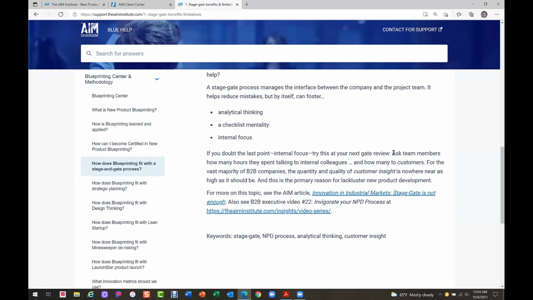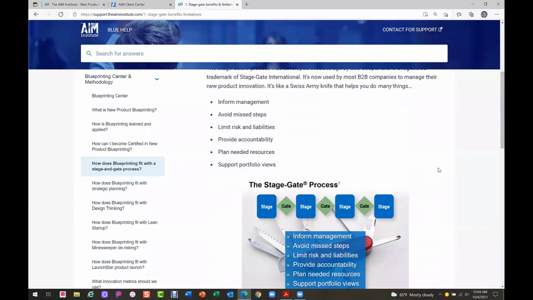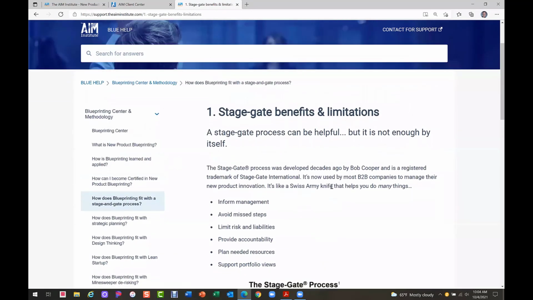So sometimes I try to do this kindly. I'll ask a team how many hours they spent talking to colleagues and how many hours to customers. And usually the answer is not terribly satisfying for most people. So anyway, that's just a little bit on StageGate benefits and limitations.